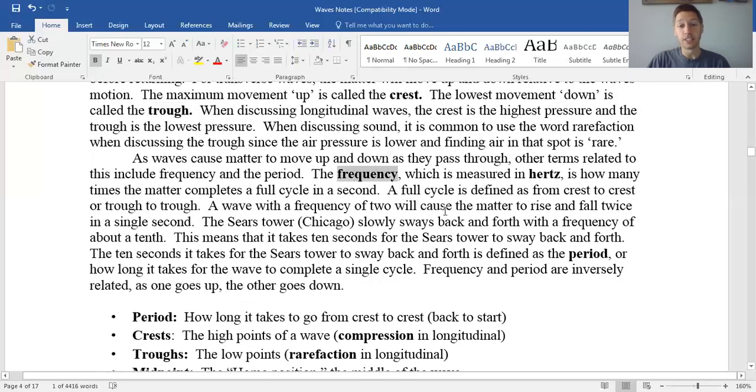The frequency is going to be how many times per second it goes up and down. So as the wave travels through, how fast does it make the matter vibrate back and forth? The frequency is how many times per second it actually moves up and down. So like middle C on the piano, it's somewhere in the 200 hertz range. That means that string vibrates over 200 times per second.